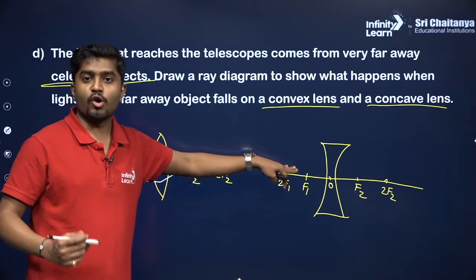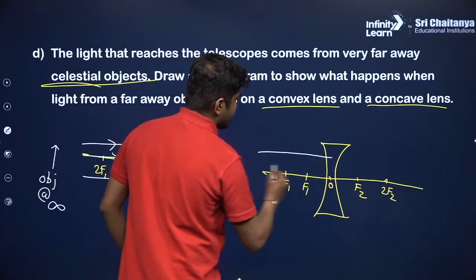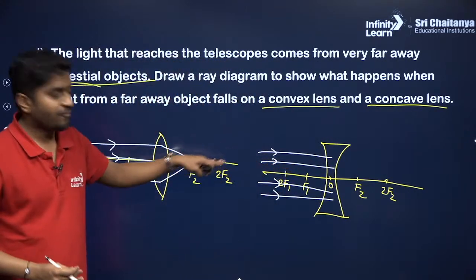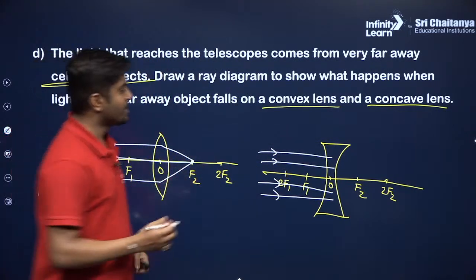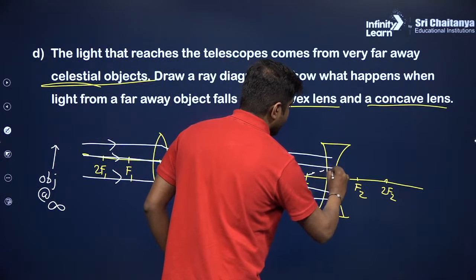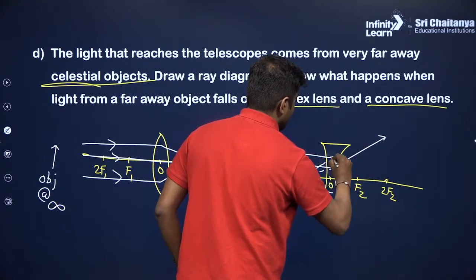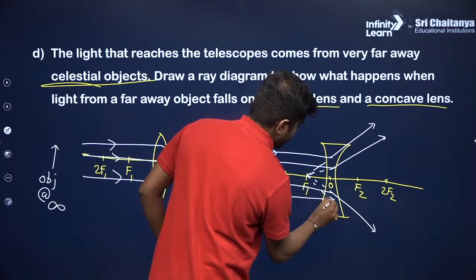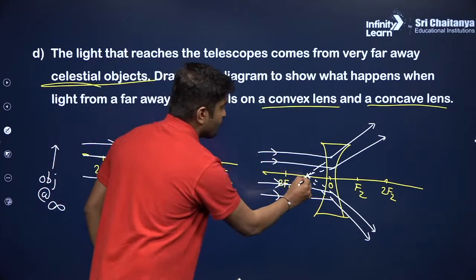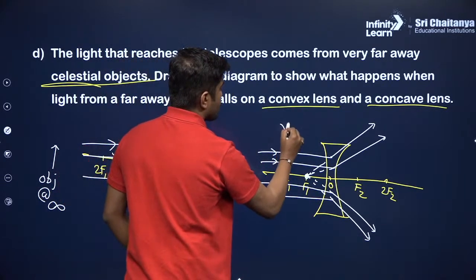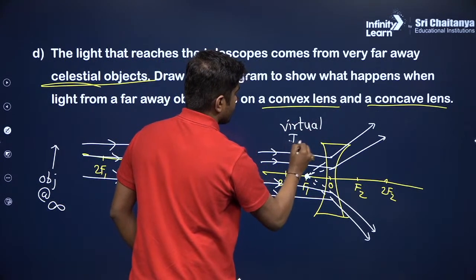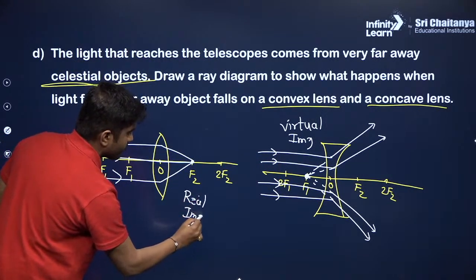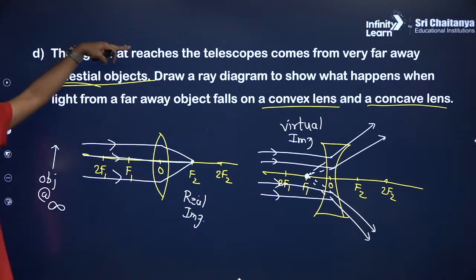And the second one is called a diverging lens. So if the incident rays, which are parallel to each other, pass through the lens, they will diverge, they will go away from each other. And how will they go? It will appear that they are diverging from this F1, right? Something like this. So this is a virtual image. And for the other one, there is going to be a real image. Okay. So these are very straightforward, like your textbook question.